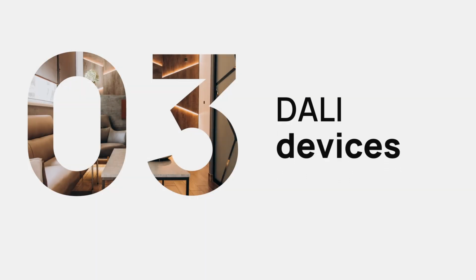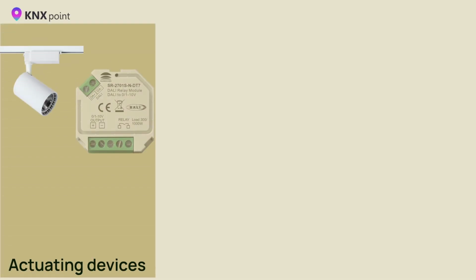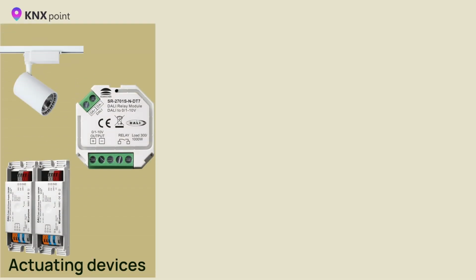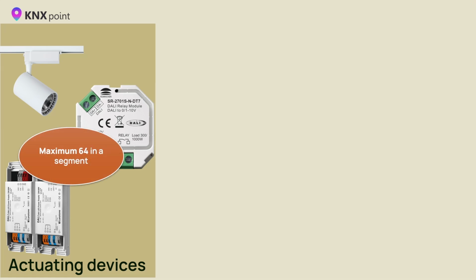A DALI lighting control system consists of the following devices: actuators, ballasts, dimmers, drivers, or luminaires. There can be no more than 64 in one segment. The limitation is due to the fact that the address in the standard bus message is allocated 6 bits. Each such device must have its own unique address within its segment.